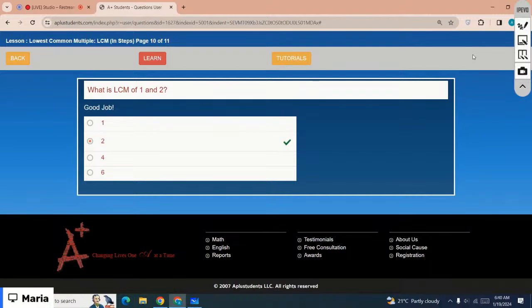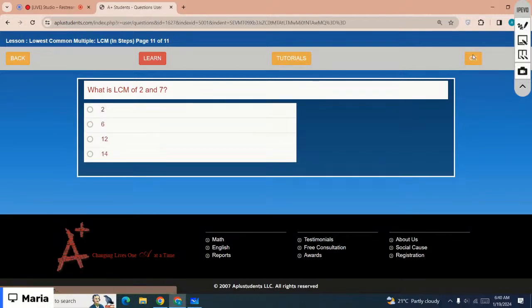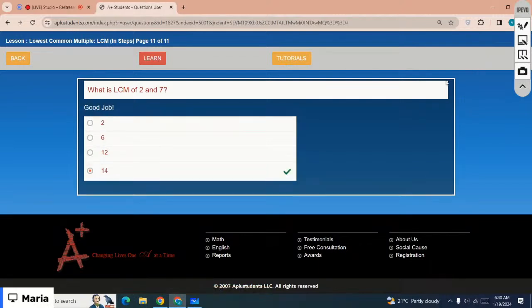Okay, the last one is, what is the LCM of 2 and 7? Which is the correct option? 7 is a prime number, right? So 7 times 2 is 14. So the correct option is 14. 7 is a prime number also, right? So that is 14.